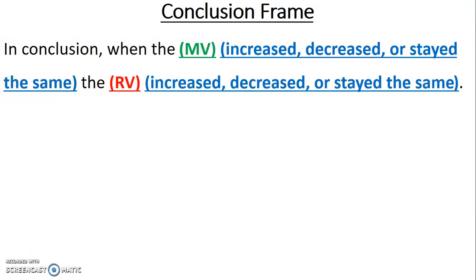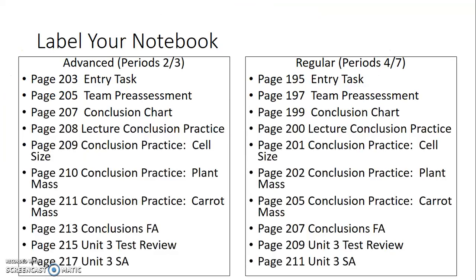In conclusion, when the MV either increased, decreased, or stayed the same, you're going to choose one of those. The RV increased, decreased, or stayed the same. Again, choosing either increased, decreased, or stayed the same. So, on the back of your paper that you're doing your conclusion frame on, so that would be page 208 for the advanced classes and page 200 for the regular biology classes, you're going to be recording the practice that we're going to do right now together.